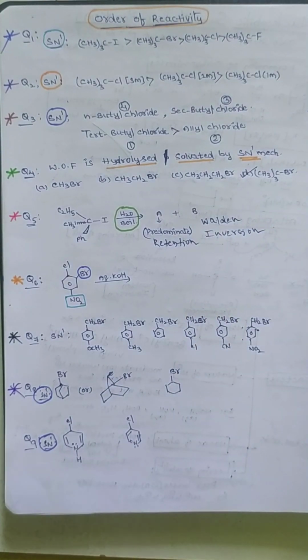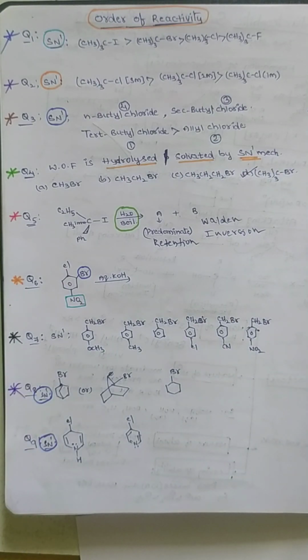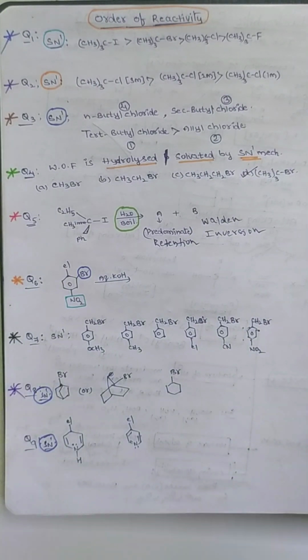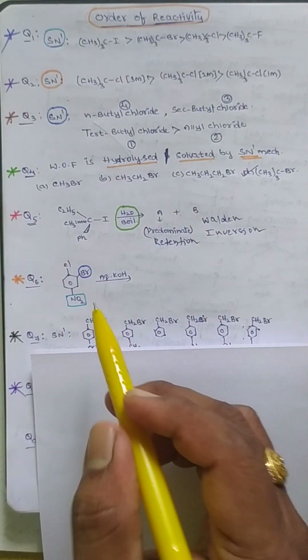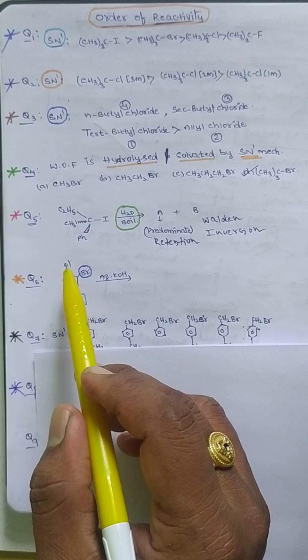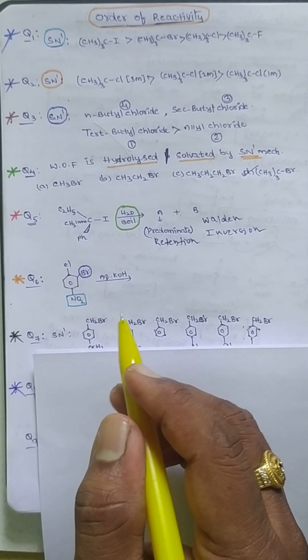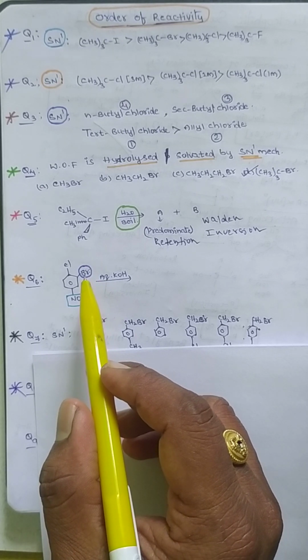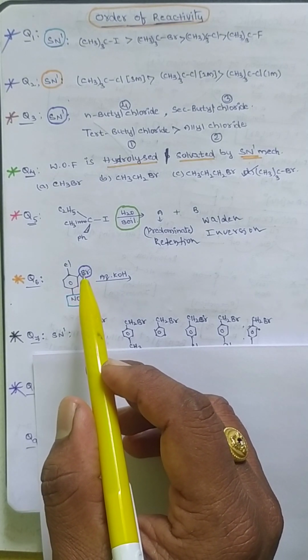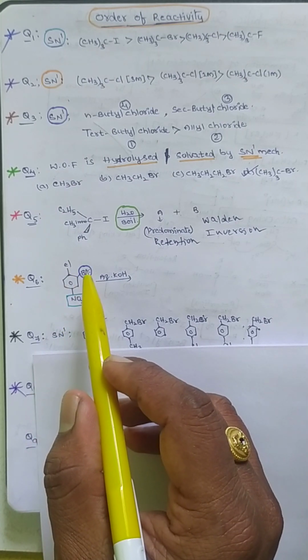Next, question number 6. Which of the following reacts with aqueous KOH? What is the formula? Here, what is the leaving group, and what is not a leaving group? Halogens are good leaving groups. Chlorine is there, bromine is there. Which is the better leaving group? Bromine is the better leaving group because the carbon-bromine bond length is more when compared to carbon-chlorine, therefore it is the better leaving group.